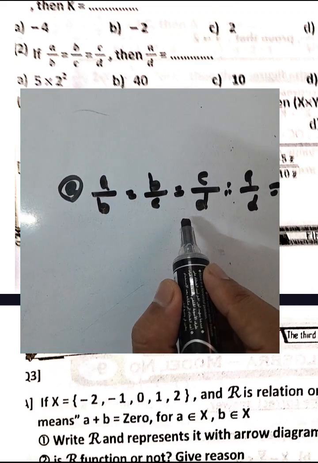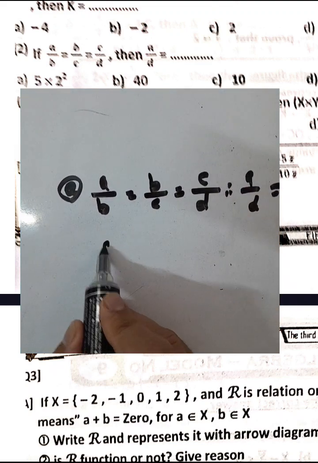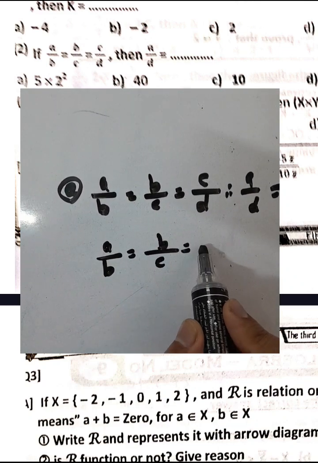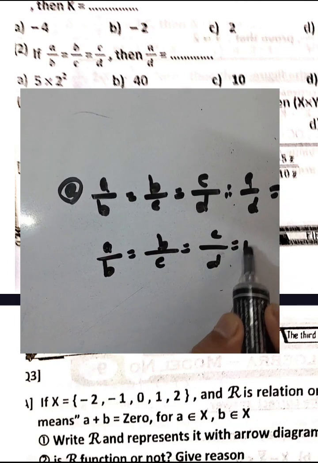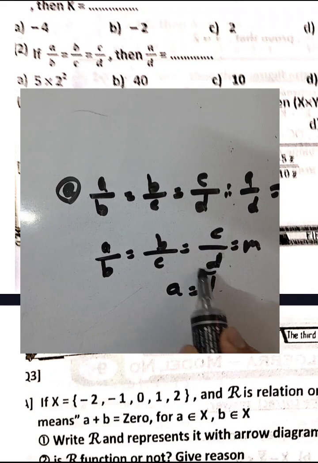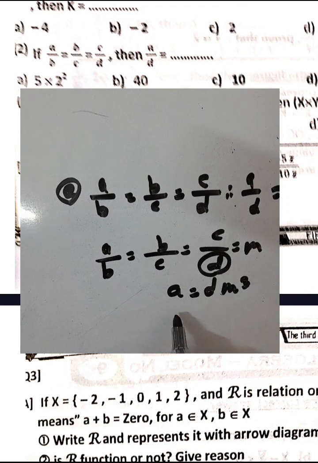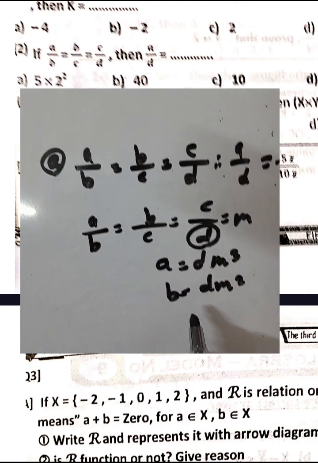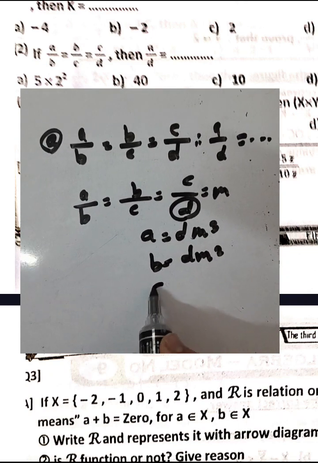Then you can write a relation between them. It is a continued proportion: a over b equals b over c equals c over d equals m. Put m here. Then a will be equal d multiplied by m power 3, and b will be equal dm power 2, and c will be equal dm.